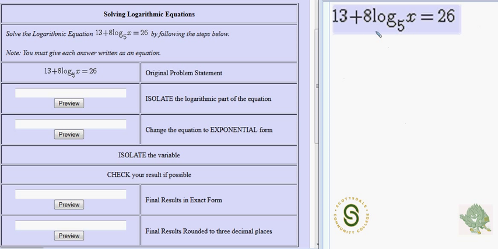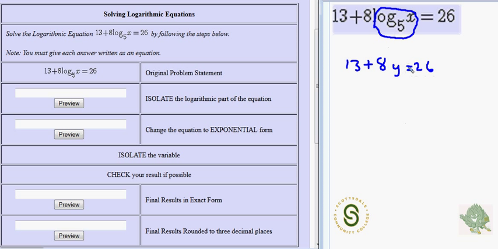We need to isolate the logarithmic part as our first step. Isolate the logarithmic part of the equation. Just to show you, this is the logarithmic part right here. So anything beyond that, the 8 and the 13, must be taken to the other side. You would solve this problem just like you would solve the linear equation 13 plus 8y equals 26. Think of the log part as a single entity like the letter y.